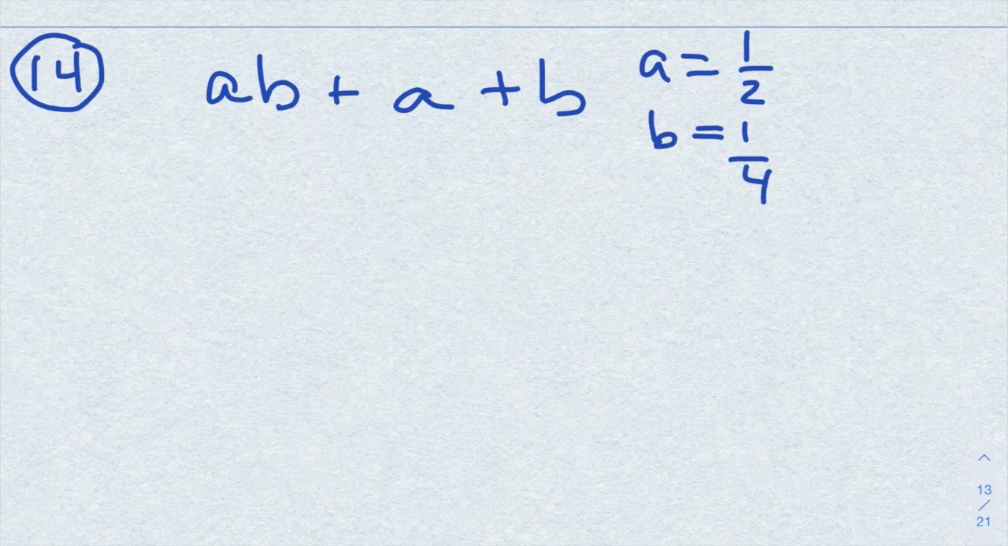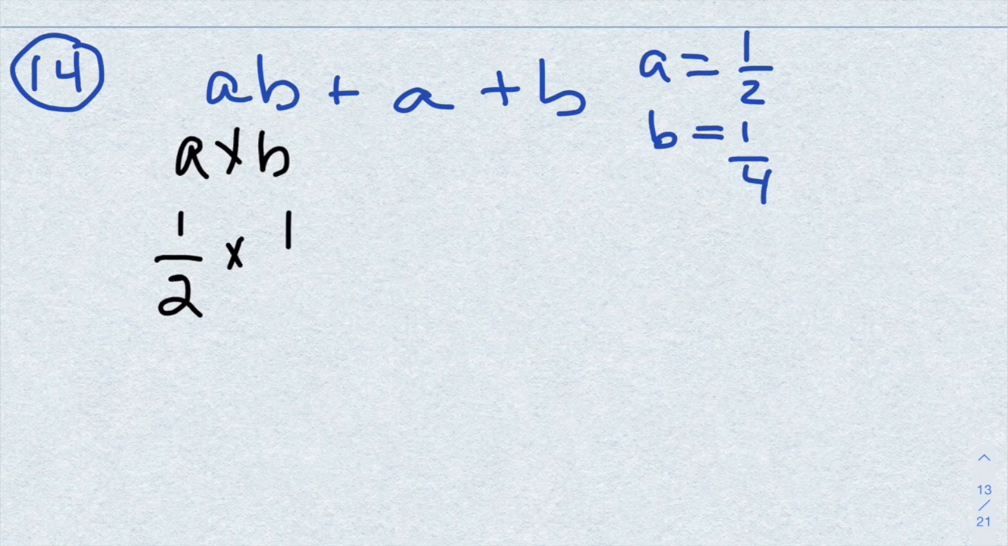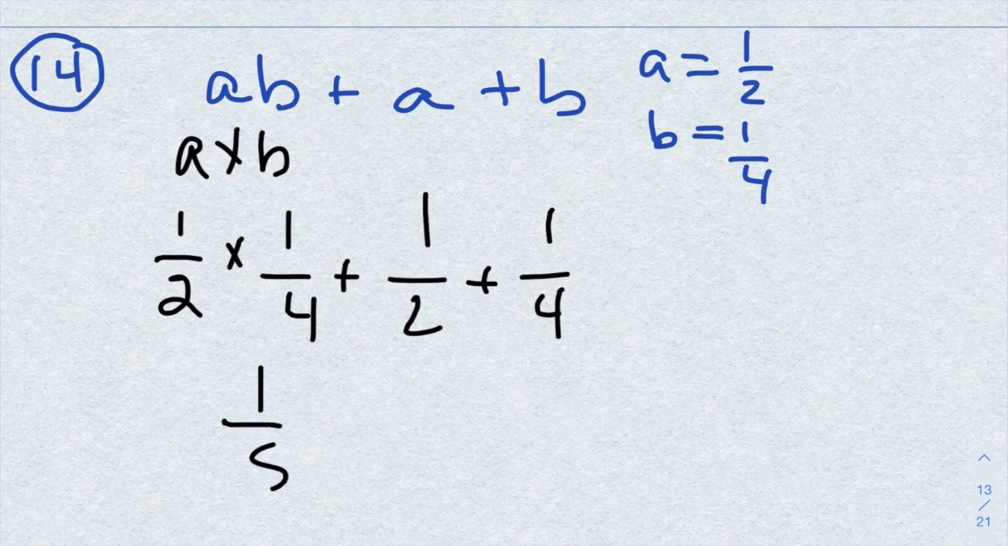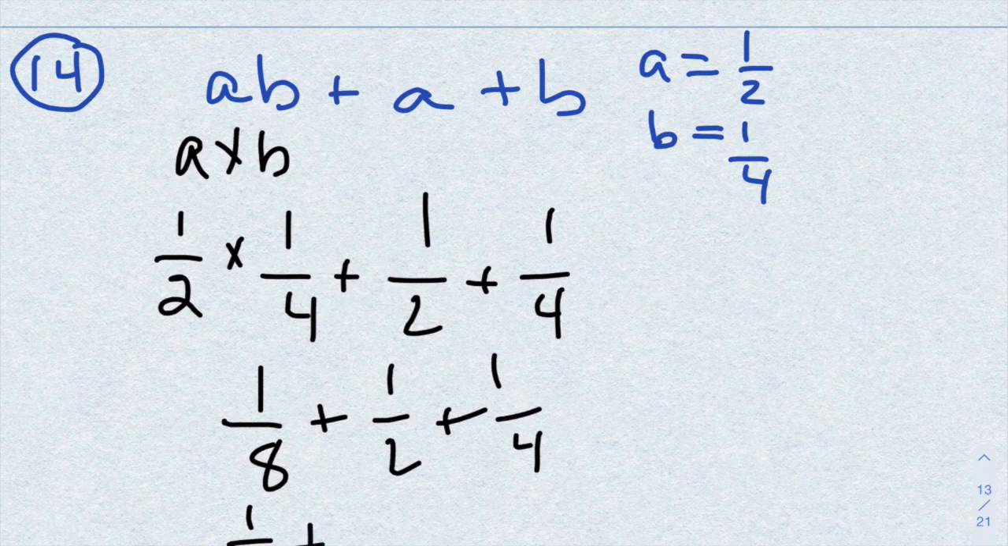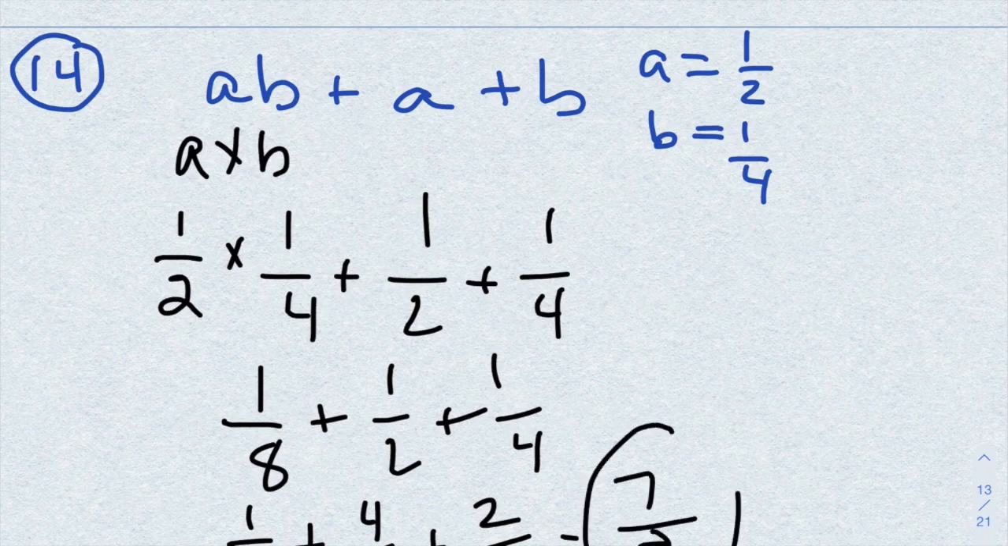Most important thing to remember is when I have 2 letters together, it's like saying I'm multiplying 2 numbers. So all I have to do is plug them in. So 1/2 times 1/4 plus 1/2 plus 1/4. 1/2 times 1/4 is 1/8 plus 1/2 plus 1/4. Then I just need to make sure I have the same common denominators because I'm adding. So I'm going to make everything with a denominator of 8. And that's going to end up with 7/8.